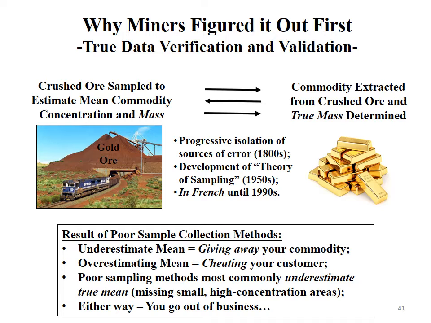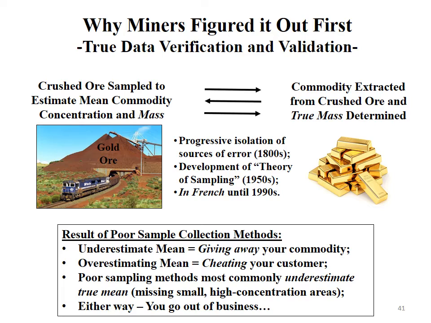So from a mining standpoint, the results of poor sample collection methods, if you underestimate the mean concentration in your mountain or pile of gold ore, then you're giving away your commodity. If you overestimate the mean concentration, well, you're cheating your customer. Either way, your customer is going to find out. Most commonly what's seen in the mining industry, and it's the same thing we see in the testing soils, poor sampling methods most commonly underestimate the true mean of the contaminant, the commodity, whatever you're investigating.